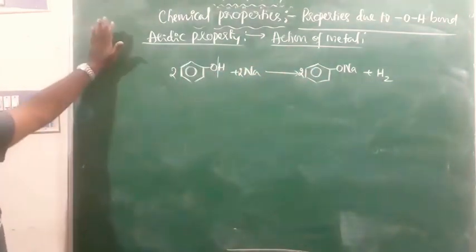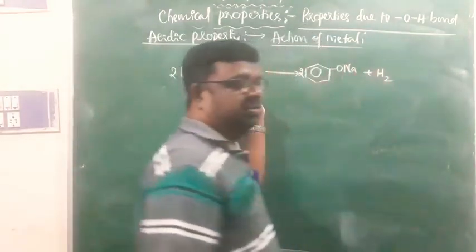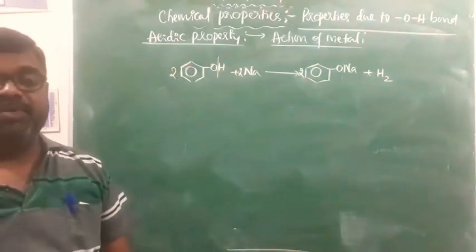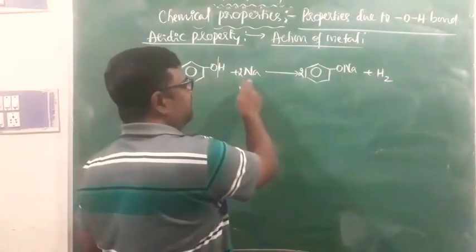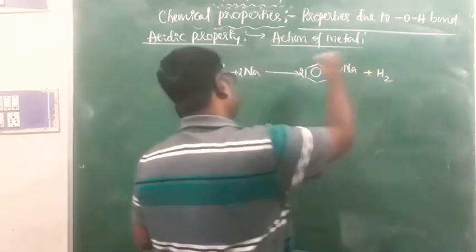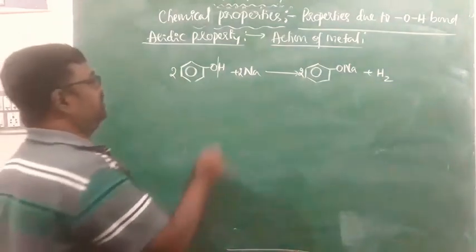Similar to that in the case of alcohols, alcohols give hydrogen gas upon reacting with sodium metal. That is also proof for the acidic property of alcohols. Here, phenols react with sodium metal to give hydrogen gas. This is also proof for the acidic property of phenols. So this is one example.